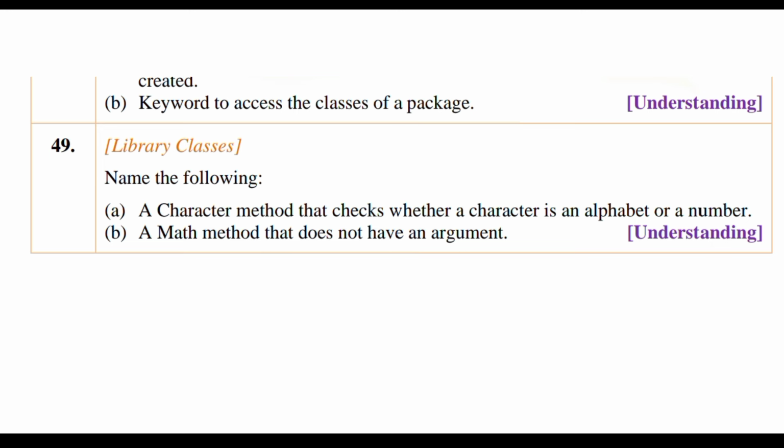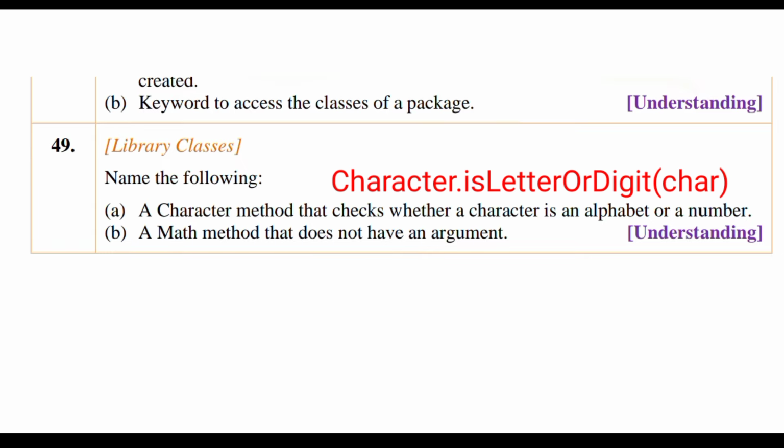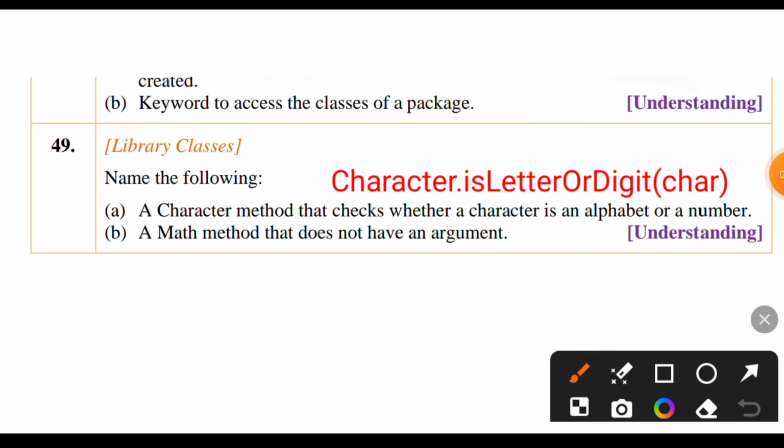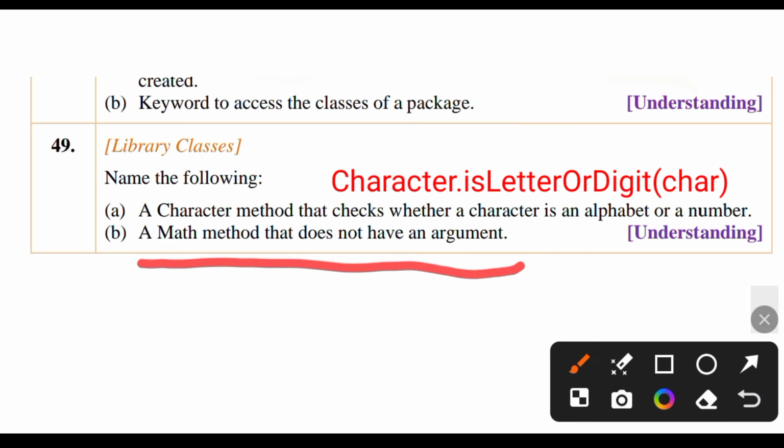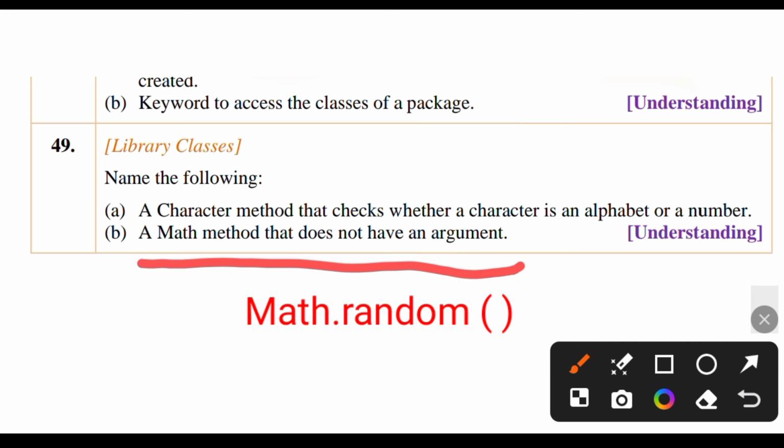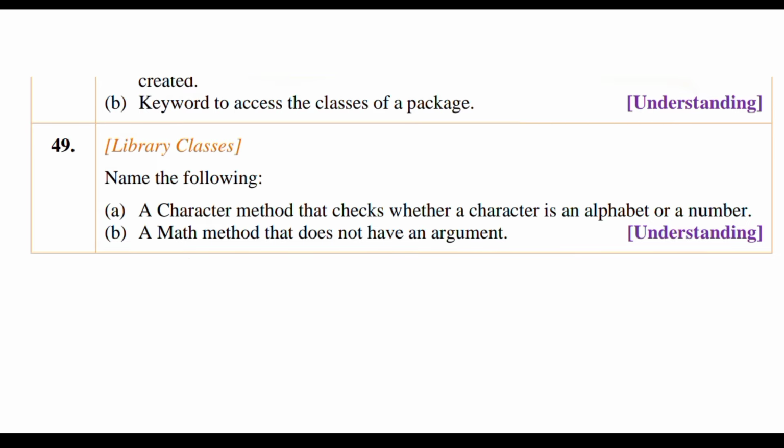Okay, question number 49. It is related to library classes. Name a character method that checks whether a character is an alphabet or number. Here the method is checking both, either alphabet or number. So we will use the isLetterOrDigit method of the Character wrapper class. We'll write Character.isLetterOrDigit and the argument will be in character form. Second question is a method that does not have any arguments. Quite simple. We have a method in the Math class which does not require any argument. That is called Math.random.